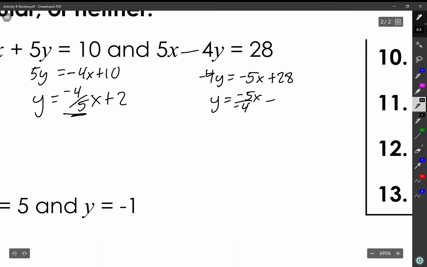And then since 28 divided by negative 4, this is going to become negative 7. All right, now I can simplify this even more because the negatives cancel out, so this will leave me with y is equal to 5/4 x minus 7. So our slopes are opposite reciprocals of each other, and this means that they are perpendicular.